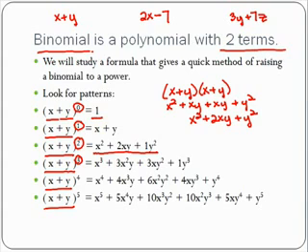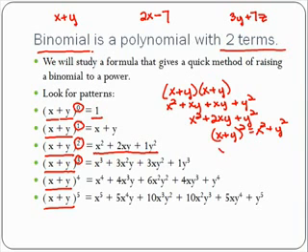And those of you that still take this binomial and square it, and you get x squared plus y squared, you need to stop doing that. We always have a middle term. So remember that. Don't make that little mistake over and over again.